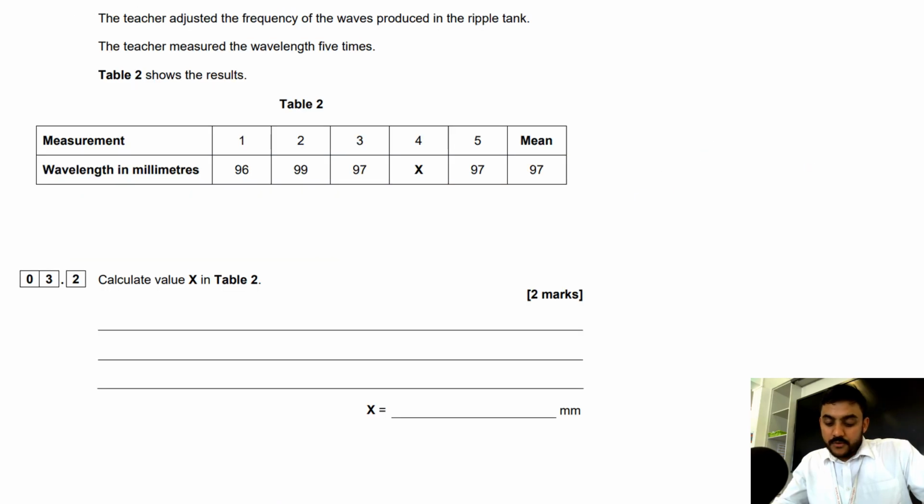The teacher adjusted the frequency of the waves produced in the ripple tank. The teacher measured the wavelength 5 times. Table 2 shows the results. Calculate value x in table 2. So here's measurement 1, 2, 3, 4 and 5. Then they've calculated the mean. You have to calculate the value of x, so you have to find what the missing value is.